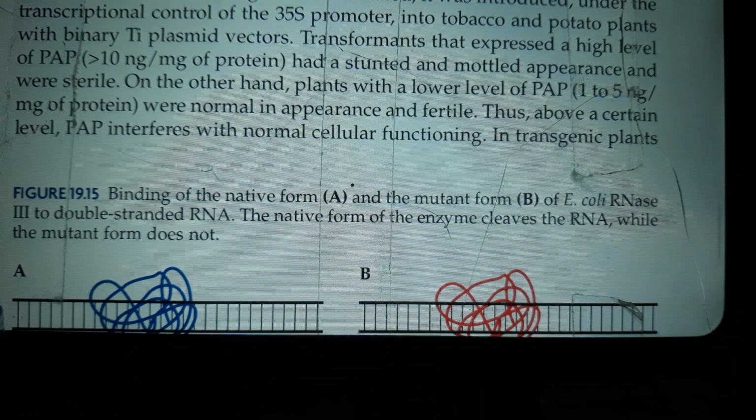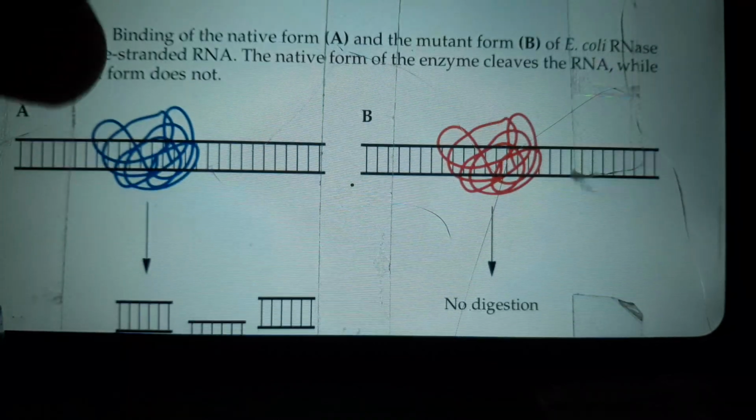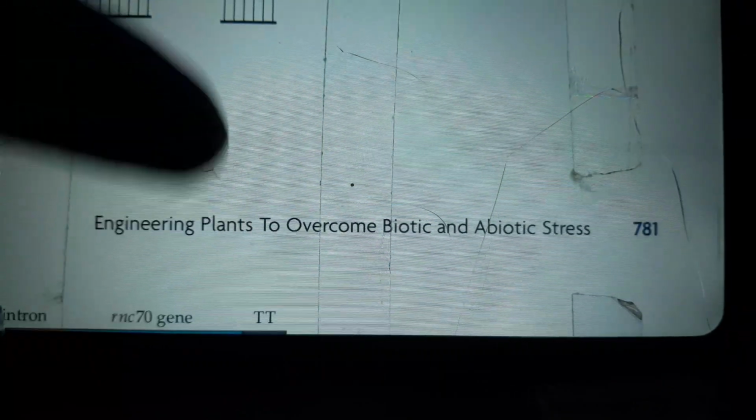Transformants that express a high level of PAP, greater than 10 nanograms per milligram protein, had a stunted and mottled appearance and were sterile. On the other hand, plants with a lower level of PAP, 1 to 5 nanograms per mg protein, were normal in appearance and fertile. Thus, above a certain level, PAP interferes with normal cellular functioning in transgenic plants.